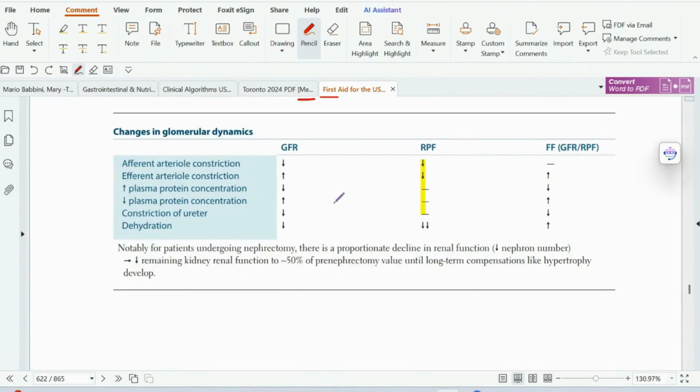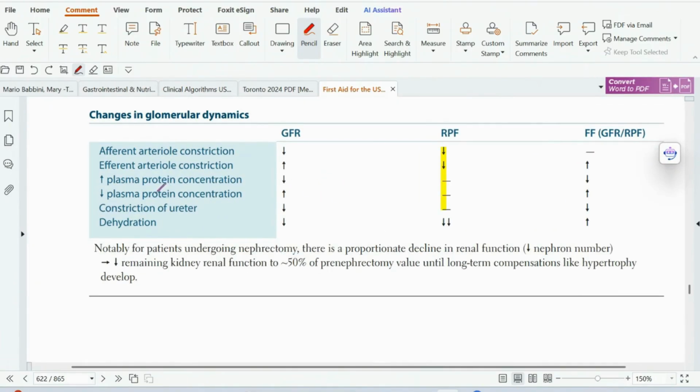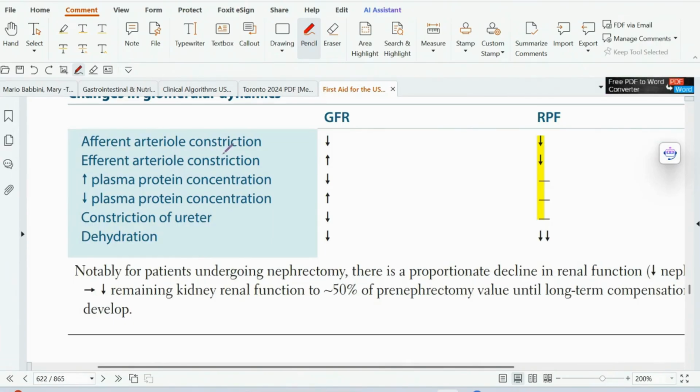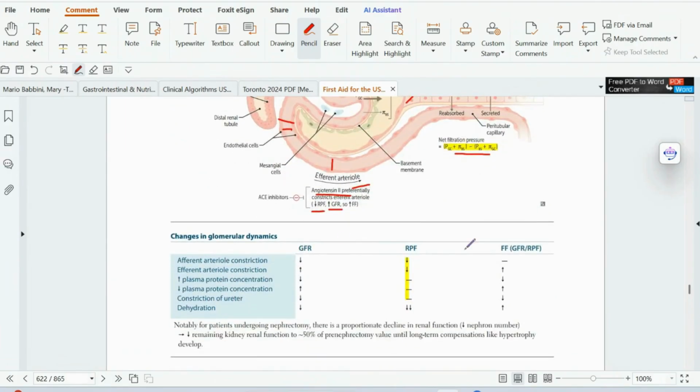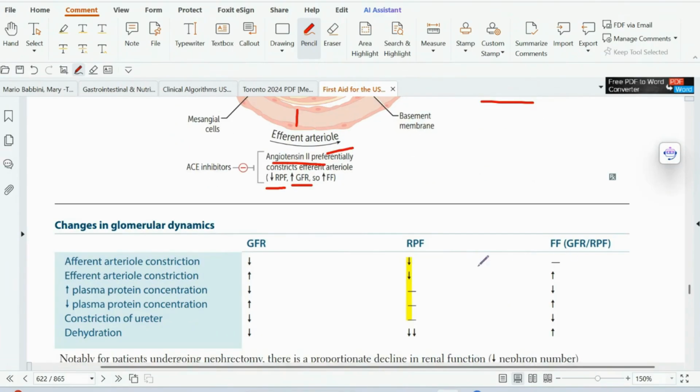All right. So now we just look at all these. Afferent arteriole constriction. Imagine it in your head. You're constricting this, so you're not allowing GFR to happen. You're not allowing RPF to happen, and both of them are low. That means filtration fraction is the same. Does this make sense?